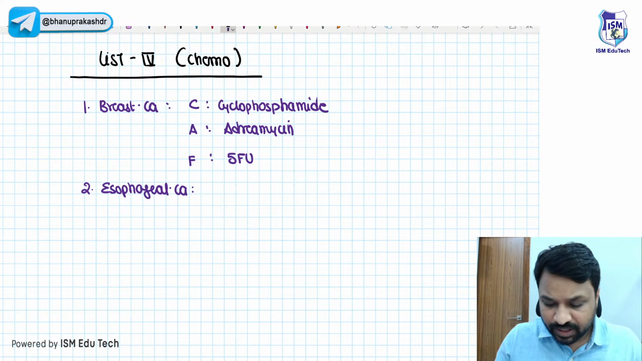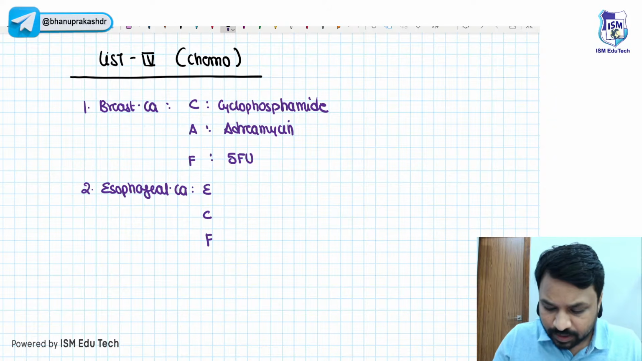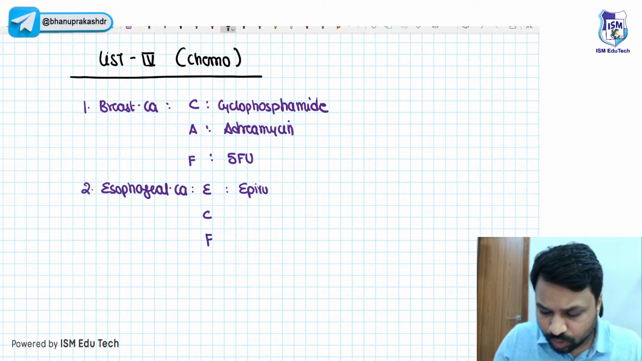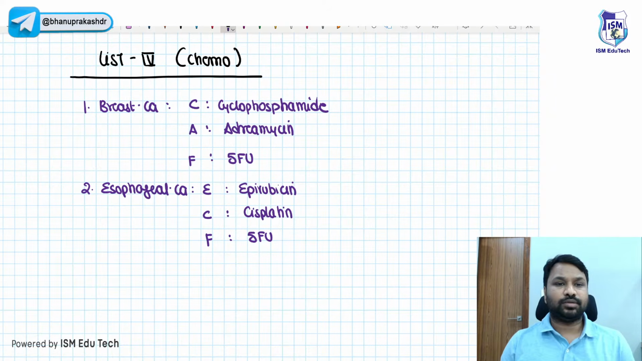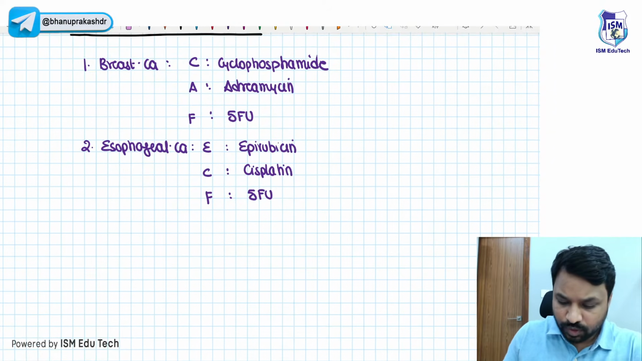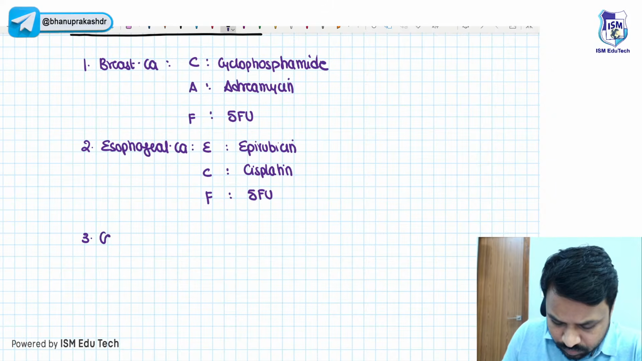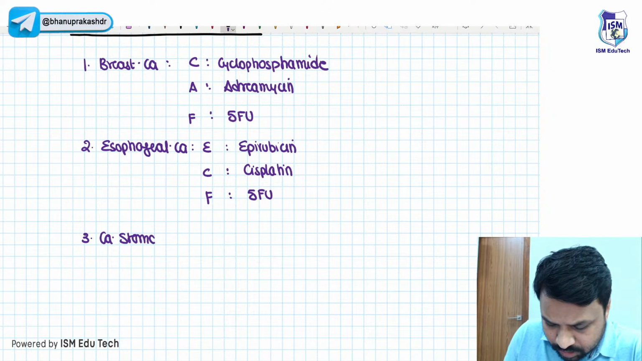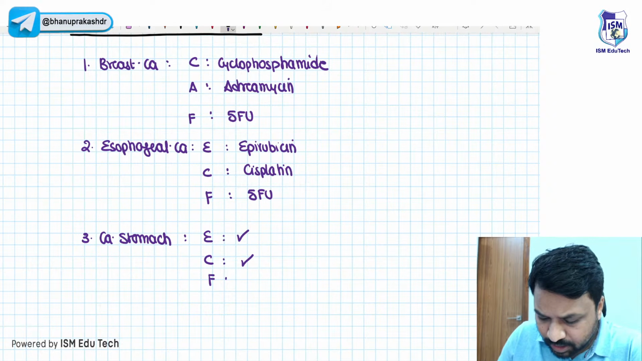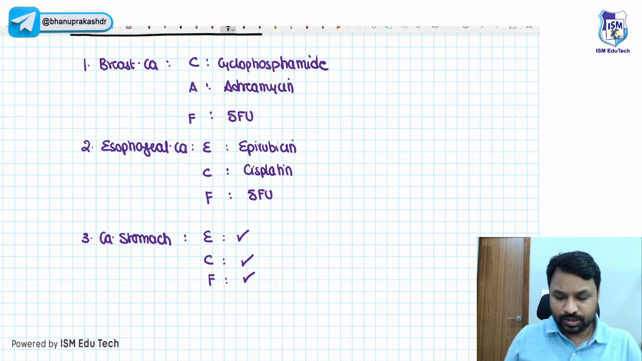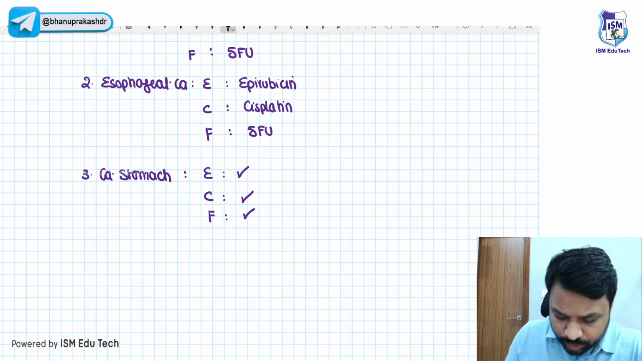For esophageal cancer, we have ECF. E stands for epirubicin, C stands for cisplatin, F stands for 5-fluorouracil. Carcinoma stomach. Again, we have the ECF regime, that is epirubicin, cisplatin, and 5-fluorouracil. Right? Now for hepatoblastoma.